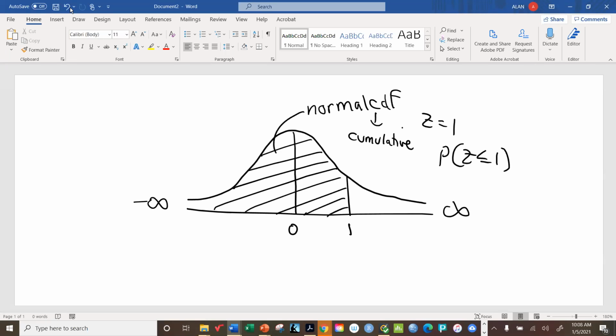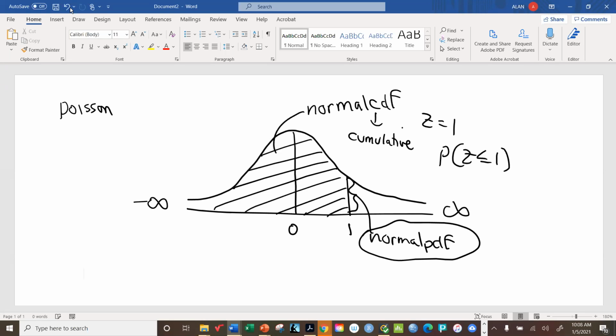The PDF is going to just give you the height of the curve at this point. And this is not what we want. For certain applications, yes, but not for us. So in other words, don't use this function. You want to use CDF for cumulative. Okay, in other words, not what we did. Remember before with Poisson and binomial, you use PDF, not here. Okay, here, make sure you use the C.